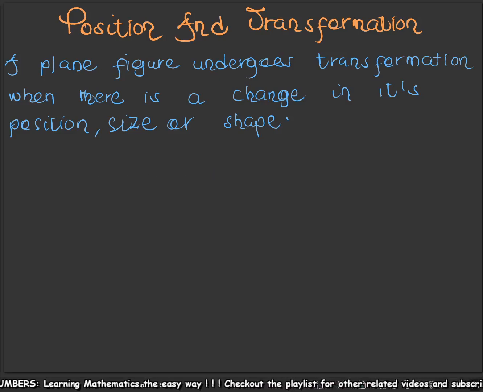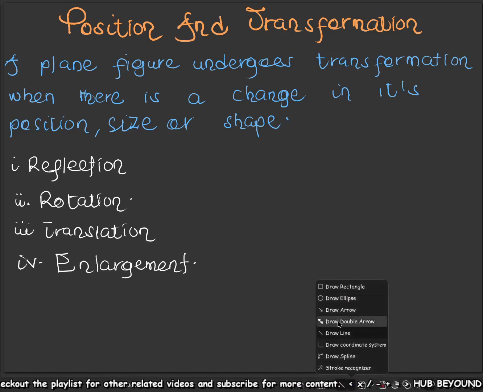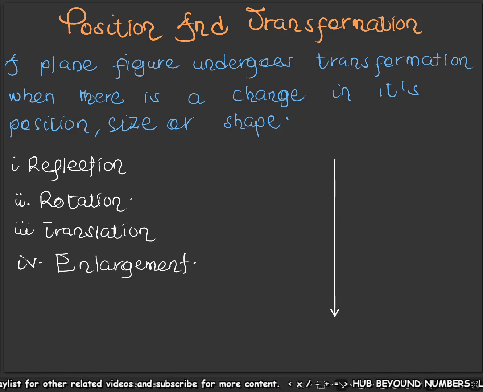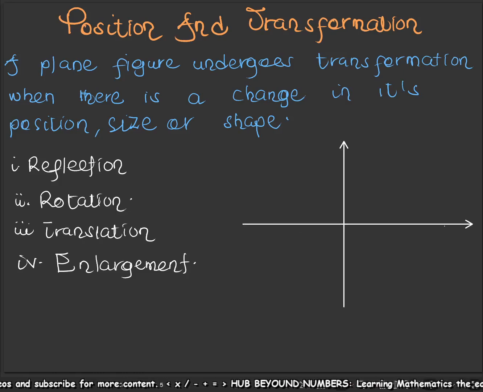Now, with this definition made clear, we can say there are some types of transformations. We'll be looking at reflection, then rotation, translation, and finally enlargement. Before we look at these, let me give you a gist of what they all represent. So let's just draw a mini Cartesian plane over here, something like this.